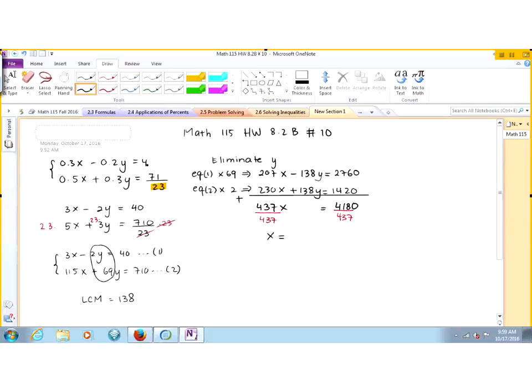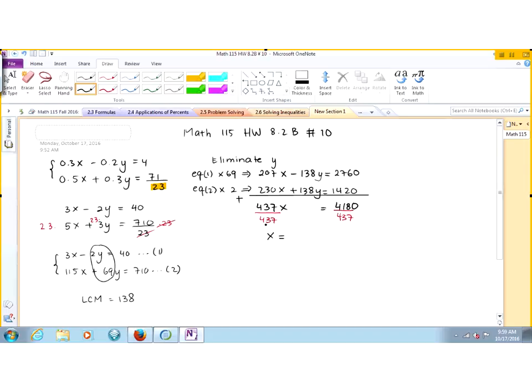I think we might have made a mistake here. This is 40. 40 times 69. What is 40 times 69? Hold on. Oh, 276. Okay, and then this is 710. Why is this 1420? Did I multiply by 2? Yes. So this is correct. Yeah. 276 plus 142 is 418. So 418 divided by 23, you cannot, huh? So can we reduce this or not?